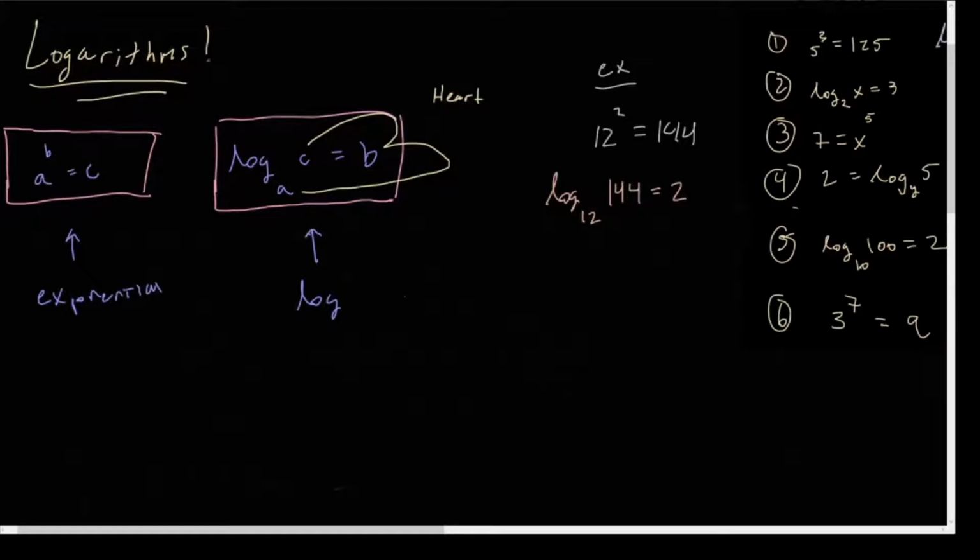And notice I didn't really mention, but hopefully I've drawn it well enough. The base is below the log, and the other number is in line with the log. It's not like this other number is an exponent of a. In other words, you're taking the log of c base a, if that makes sense.